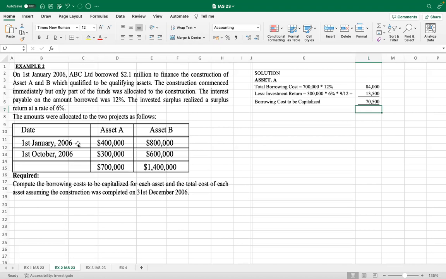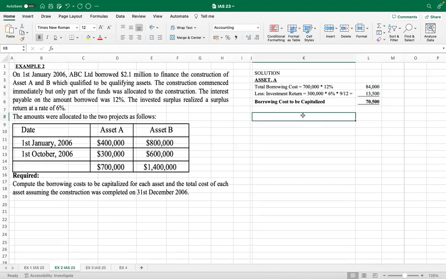So between 1st January up to the end of September, we were not using this 300,000, and therefore we can invest it. Because we can invest it, the investment will generate a return of 6%. The return generated from the investment helps to reduce the amount to be capitalized. So this gives you the borrowing cost to be capitalized. It is the total borrowing cost minus the investment return.